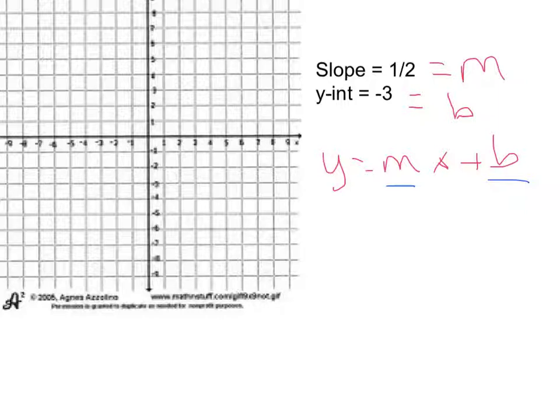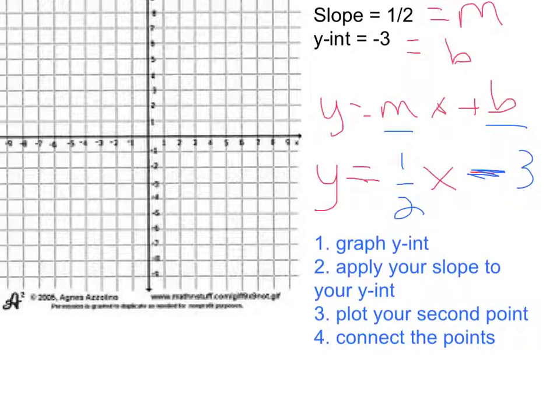So plugging it in, we have y equals 1/2 x, minus 3. And that would be our equation. So with this equation, we can go ahead and graph. Our starting point is always going to be our y-intercept. So the steps would be first to graph your y-intercept.